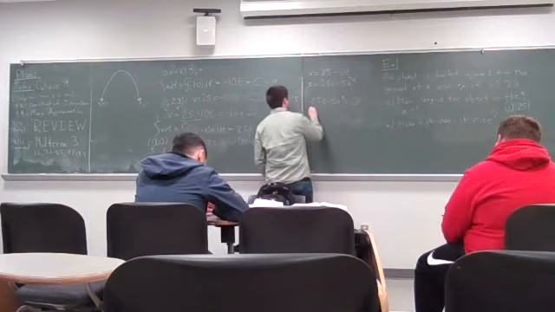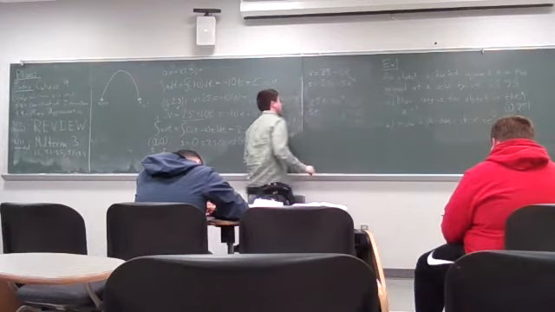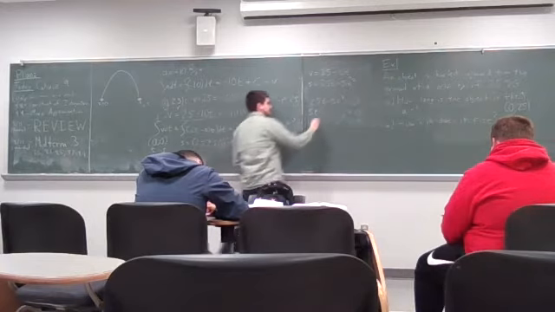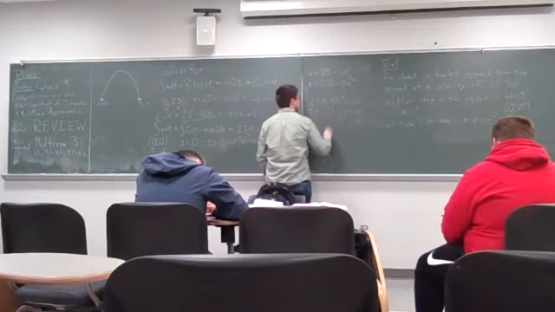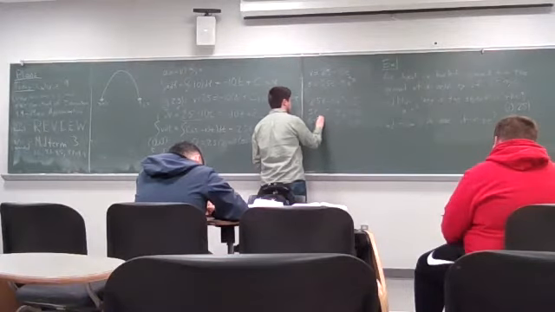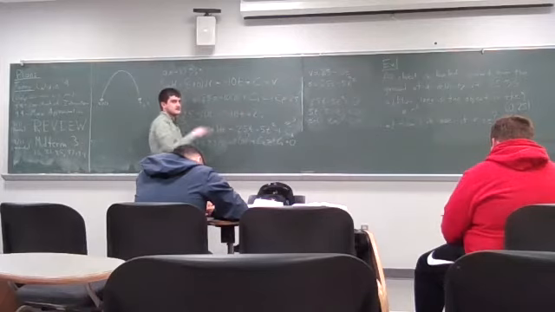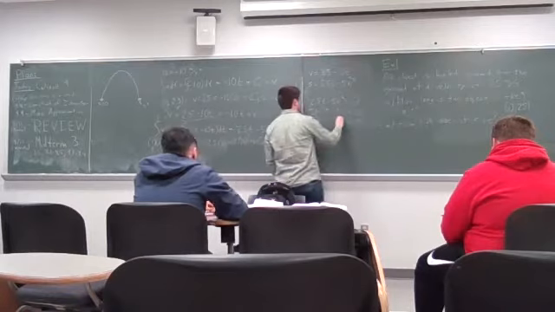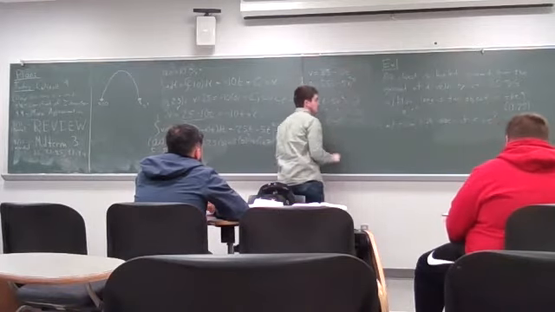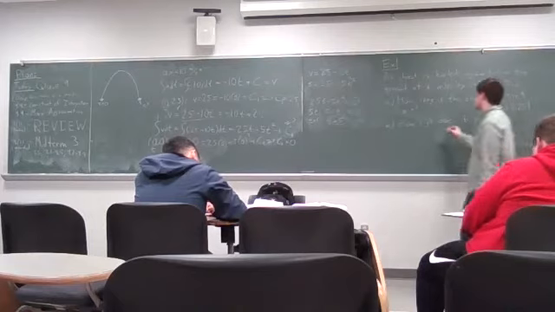Pull out 5t. If I pull out 5t, what's left? 5 minus t. So we either have t equals 0 or 5 minus t equals 0, so t equals 5. Okay, so how long is the object in the air? 5 seconds.